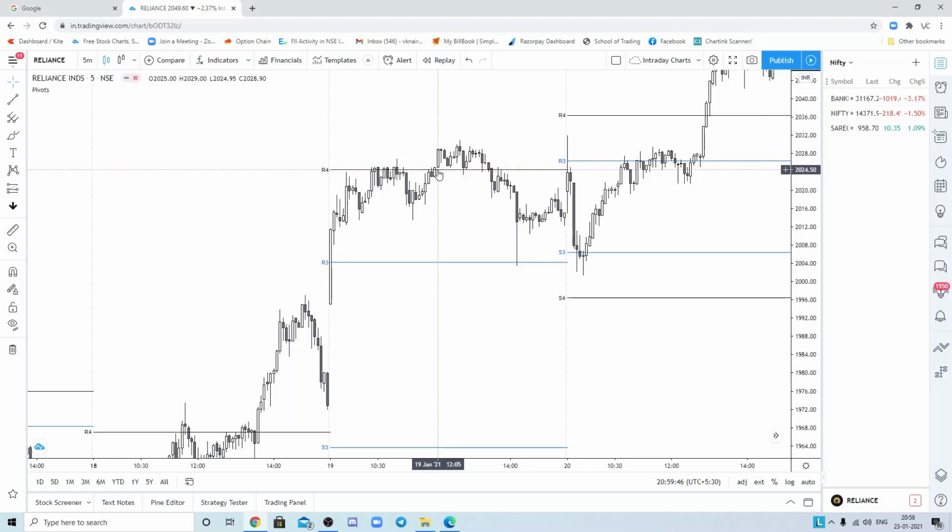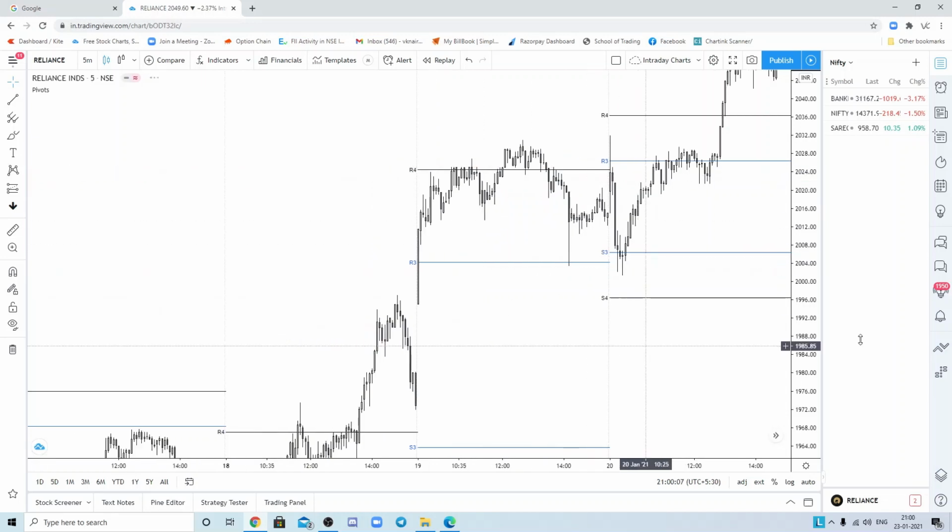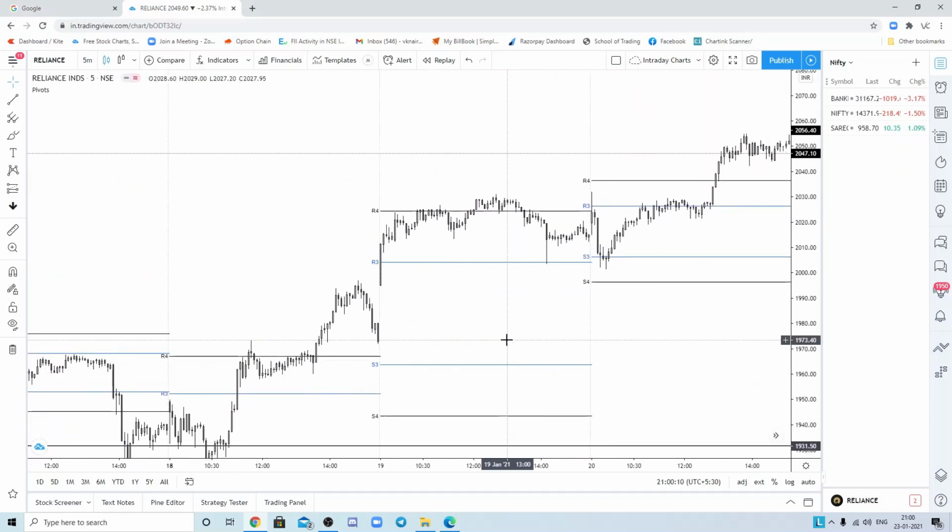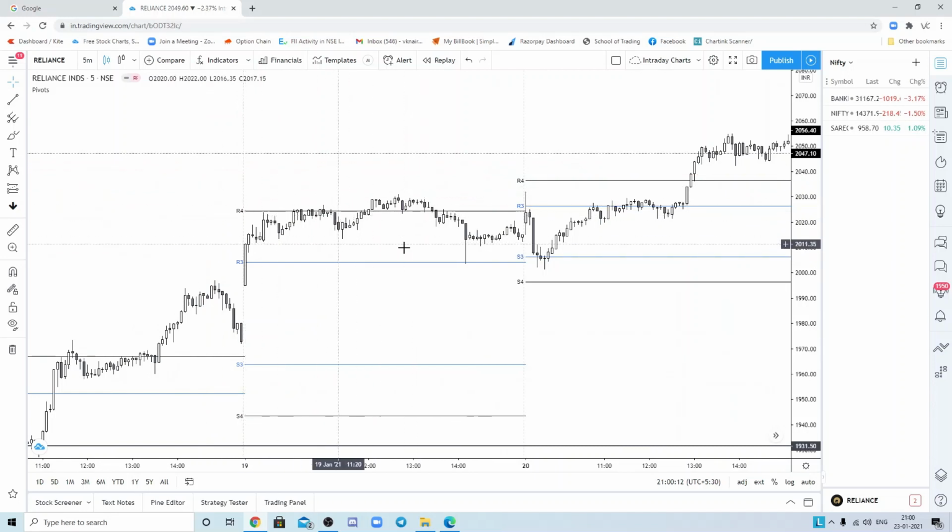Now your R4 is at 2024.50 and your R3 is at 2004. So you have almost 20 points difference. That is a 1% difference between R4 and R3. So whenever the range of R4 and R3 and S3 and S4 is too huge, do not enter into that chart.